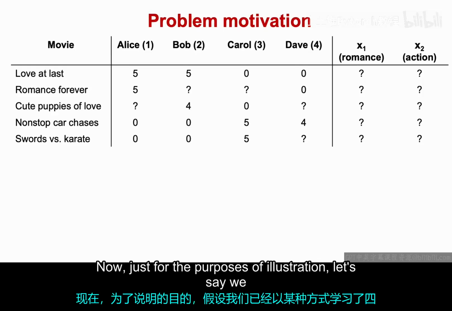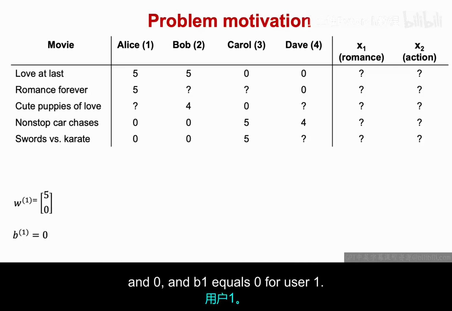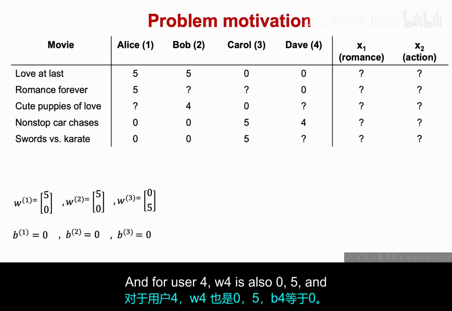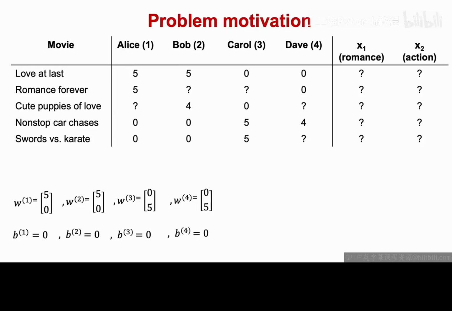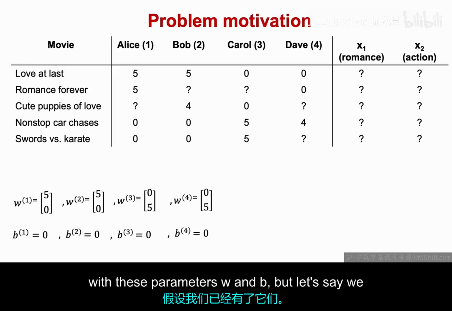Now, just for the purposes of illustration, let's say we had somehow already learned parameters for the four users. So let's say that we learned parameters W1 equals [5, 0] and B1 equals 0 for user 1. W2 is also [5, 0]. B2 is 0. W3 is [0, 5]. B3 is 0. And for user 4, W4 is also [0, 5] and B4 is equal to 0. We'll worry later about how we might have come up with these parameters W and B, but let's say we have them already.